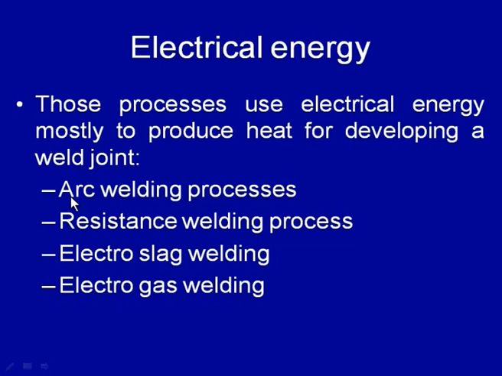So, in all these welding processes, we see that electrical energy is used for melting the faying surfaces by generating the heat through different mechanisms, whether it is the development of the arc or the electrical resistance heating, as in electroslag welding, or by using the arc between the consumable electrode and the weld pool in electrogas welding. So, we can see that there are certain processes which use electrical energy primarily to produce heat, so that the weld joint can be obtained.